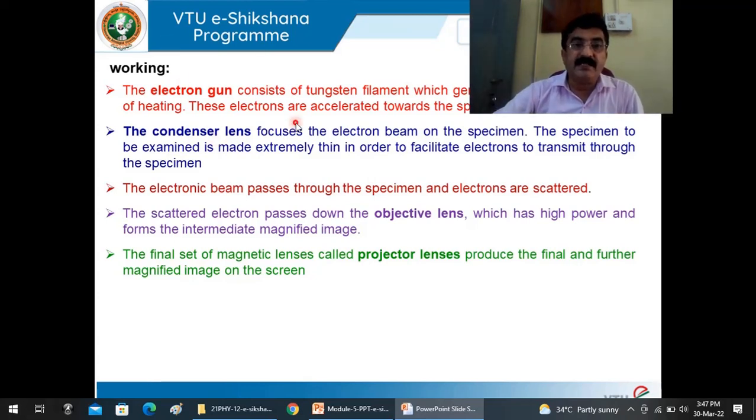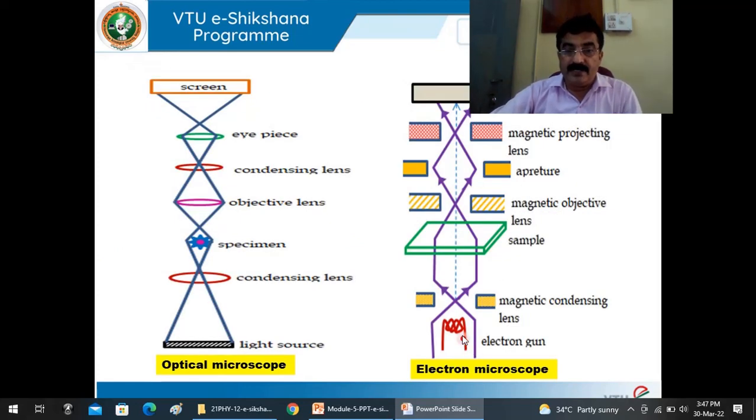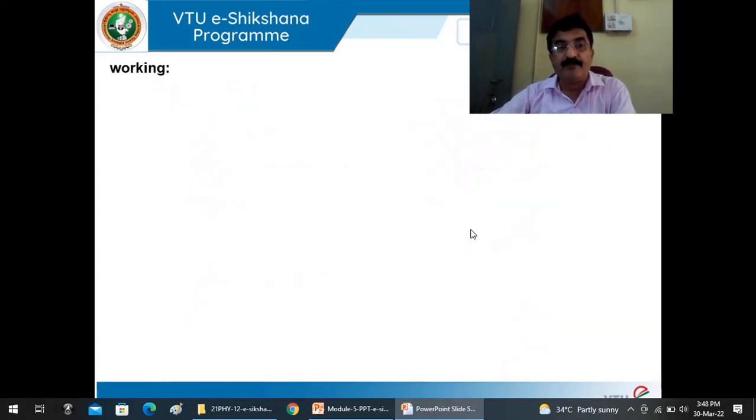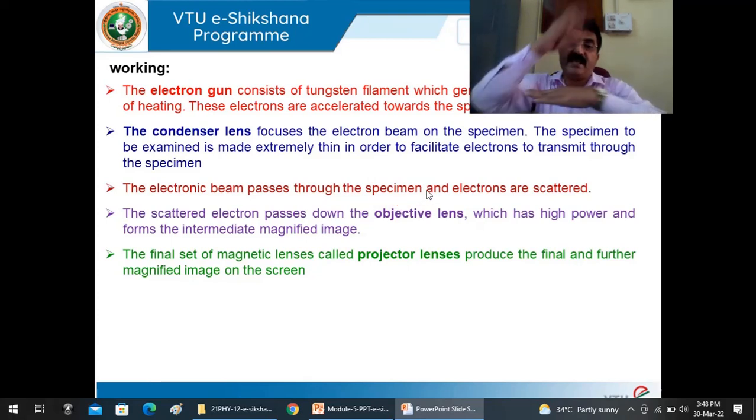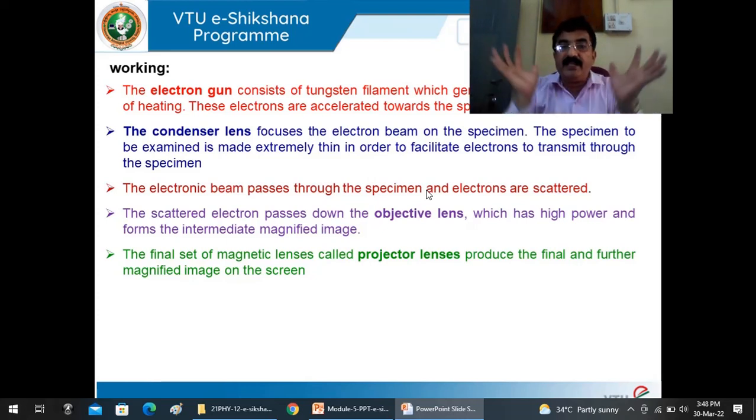Then condenser lens focuses the electron beam on the specimen. Condenser lens means this one: electrons are emitted, these are the lenses, these lenses will focus the beam on the specimen. So the beam is focused on the specimen. After focusing, it will pass through the specimen, so electrons will pass through the specimen. Once they pass through, they scatter in all different directions. And again, they have to be collected by the objective lens. And then finally, these electrons will be projected on the screen with the help of the projector lens.